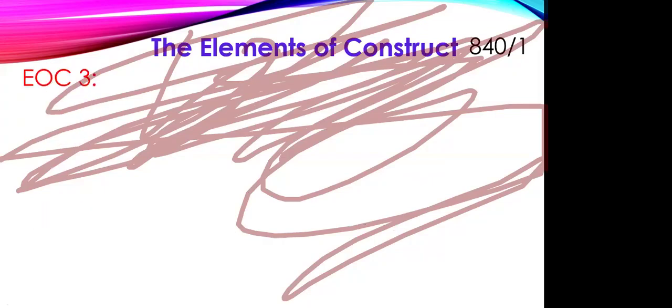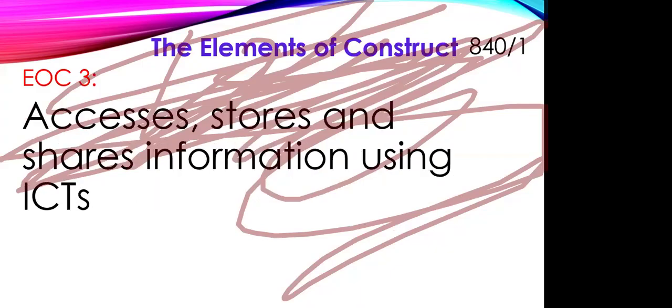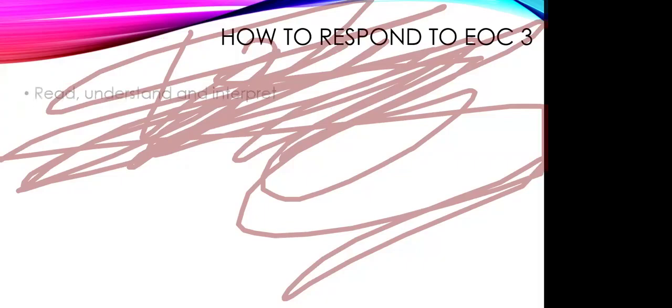Okay. Then we talk about element of construct number 3, where you are supposed to access, store, and share information using ICTs. Element of construct number 3, a learner accesses, stores, and shares information using ICTs. This is where we shall expect you to explain to someone the process of doing something. Many of the tasks have always talked about online applications. Are you able to fill an application online? Are you able to share information from one place to another, be it online or offline? These are the skills that we need or that we expect to learn from you.